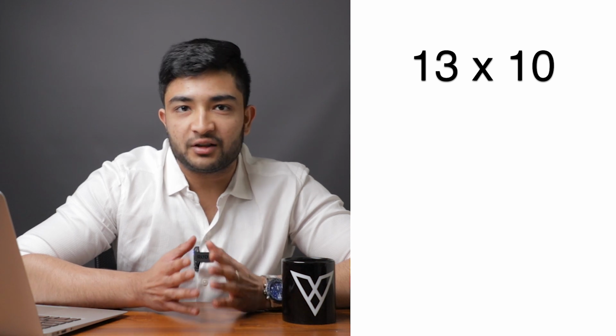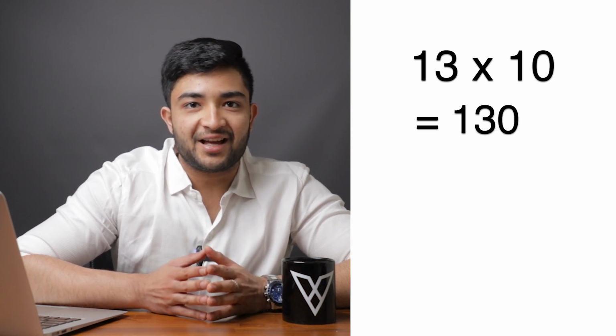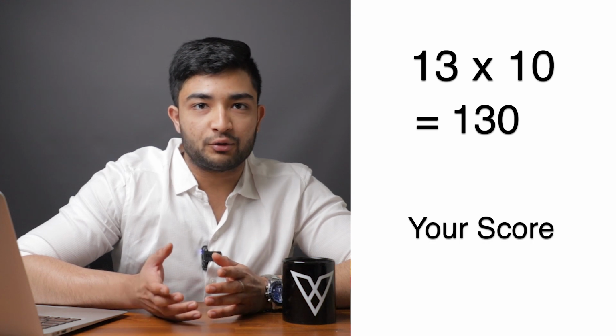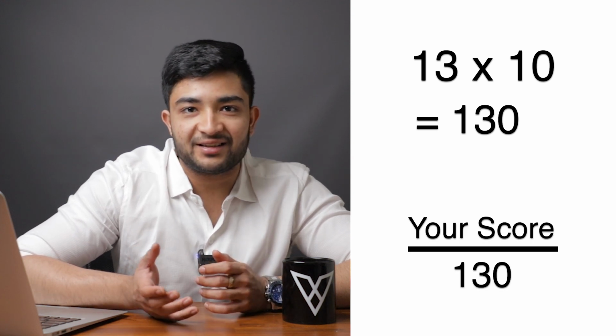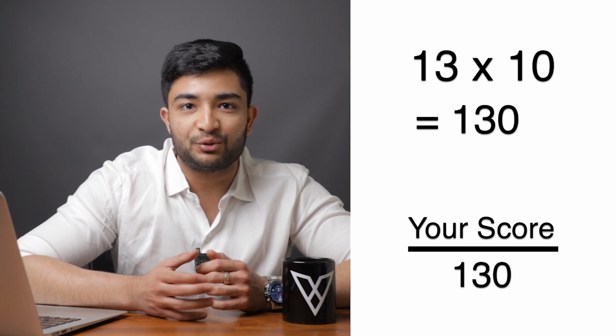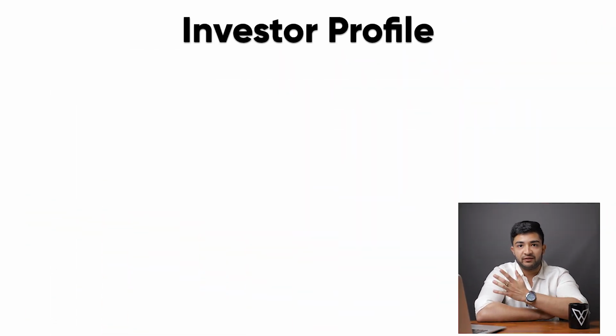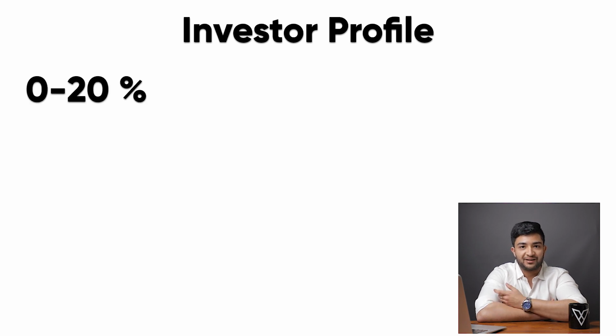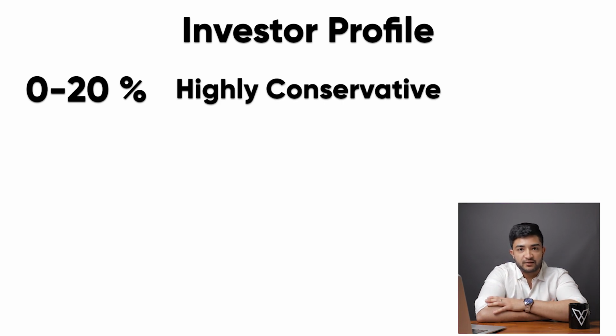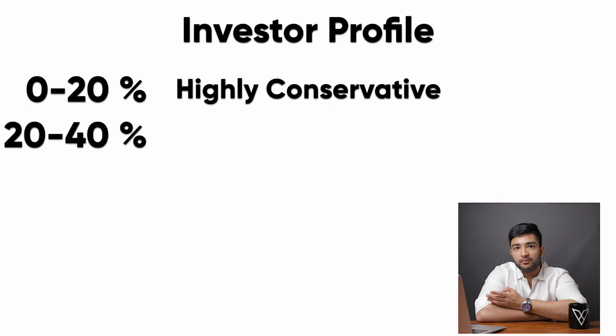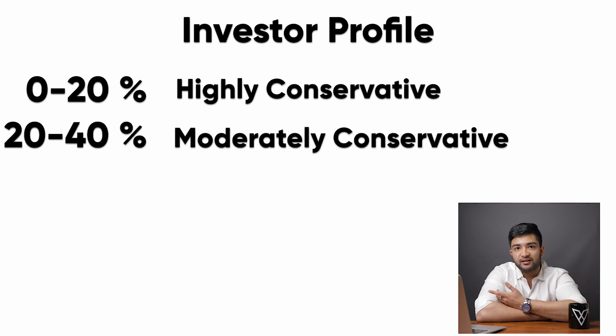All the 13 parameters have a maximum score of 10, so the total achievable score is 130, and you need to divide your score by 130 to get a percentage, and that percentage should be used to determine your risk profile. Based on the total score that you achieve, we've divided the investor profiles into 5 main categories. If your score is from 0 to 20% of the total achievable score, then you would be considered a highly conservative investor. If your score is between 20 to 40%, then you would be considered as moderately conservative.